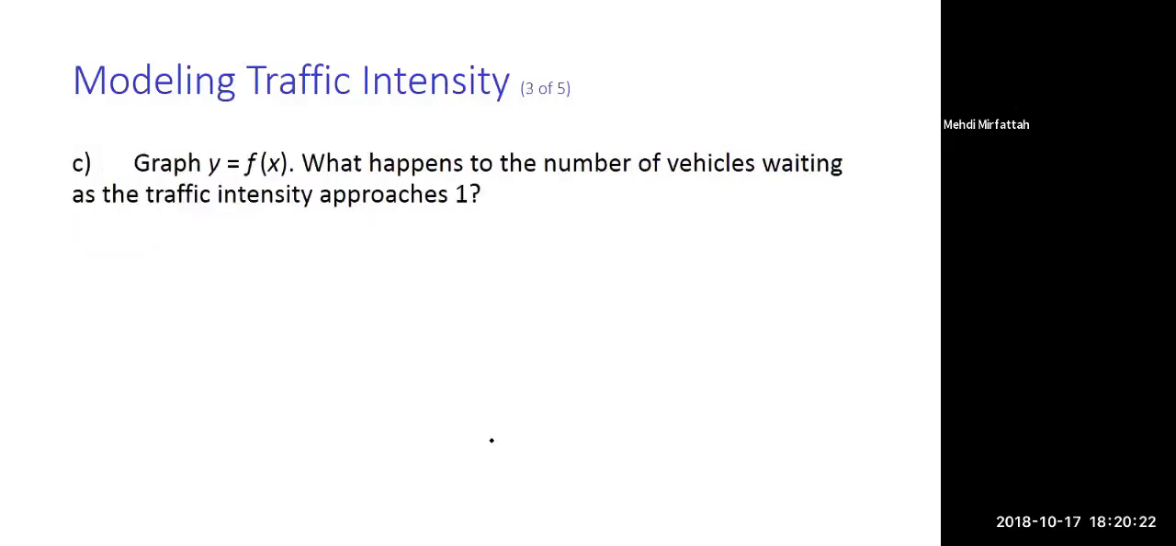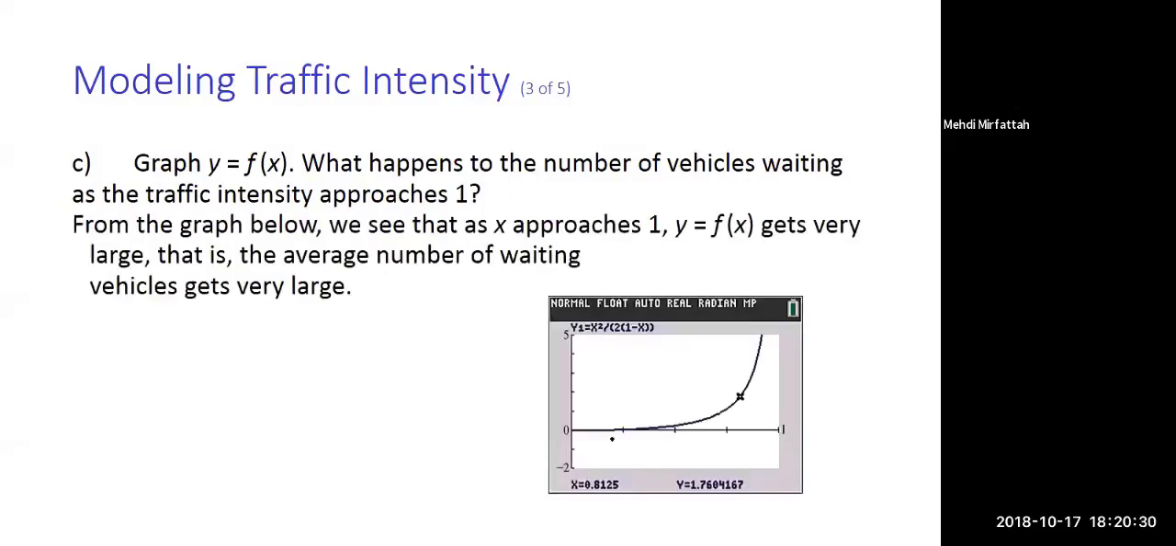Graph y is equal to f of x. What happens to the number of vehicles waiting as the traffic intensity approaches 1? When you look at the graph, you can see as this approaches 1, the number gets very, very large. It's going to increase. The number gets very, very large.